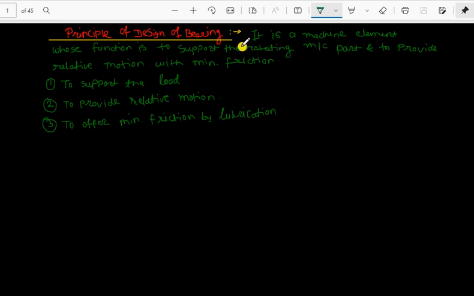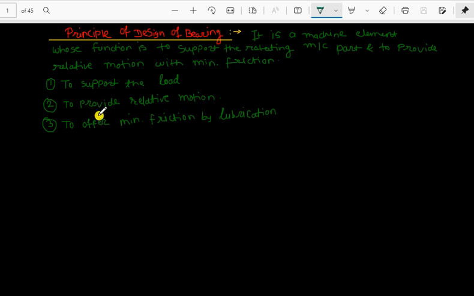It is a machine element whose function is to support the rotating machine part and to provide the relative motion with minimum friction. These are the three functions which a bearing should have to carry out, or it should have these basic or compulsory functions to call a machine component a bearing. So it gives a support. Then how is it different from a fixed support? It is actually not a fixed support, as it also provides relative motion.